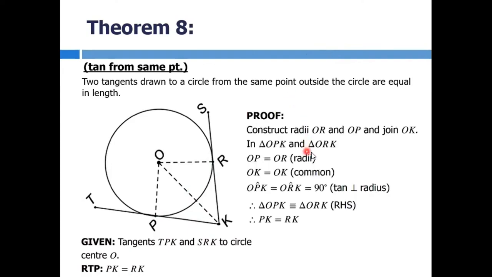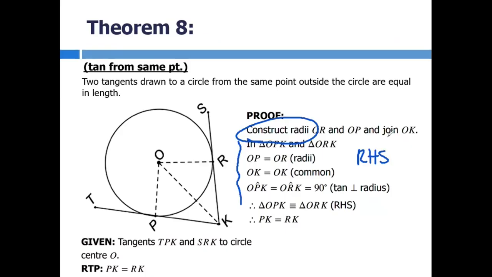Guys, I don't want you to be trying to learn these proofs off by heart. You're going to mess it up. So you focus on the construction. So you're going to construct the radii. So remember what your construction is. And then how do you go about the proof? So we're going to use congruency, RHS. Okay, so the construction and the method, focus on that.